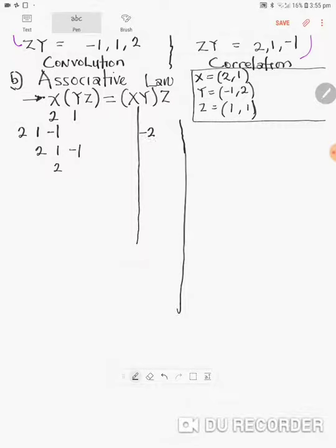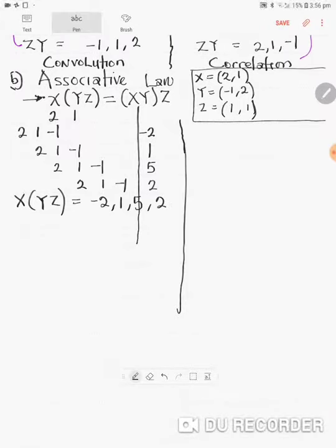2 times 1, 2, minus 1, 1. 2 1 minus 1. 2 times 2, 4, plus 1, 5. Then 2 1 minus 1. Then 2 times 1, 2. Yeah, and that's what we have. So that's for convolution. So this value that we have now, x convolved with (y convolved with z), is equal to minus 2 1 5 2.